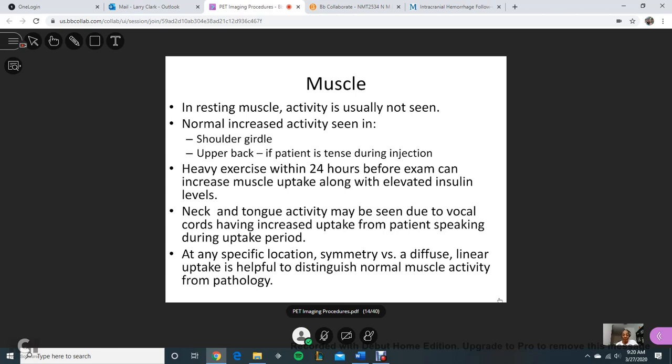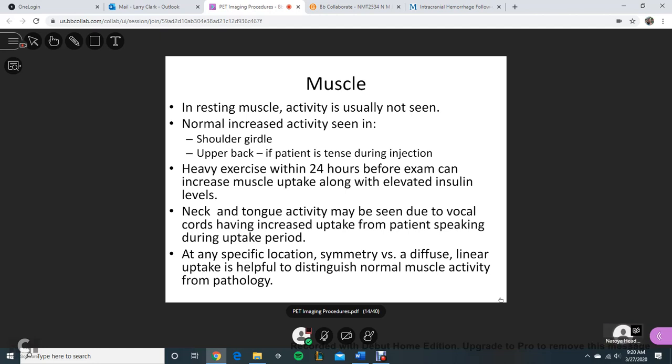So what you want is to make sure, again, that they're quiet, and normal activity that you will find will be increased uptake in the shoulder girdle or in the upper back area. Not too much, but in that area. But if you see too much, it's because they've been exercising, doing strenuous activities. And it usually should be symmetrical. If it's linear or diffuse, then you have to start wondering, what is that? Does that make sense?